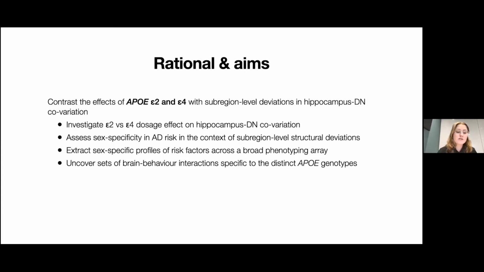Working at the population level also allows us to assess the impact of less prevalent genotypes, such as E2 homozygotes. And in doing so, we're uniquely positioned to examine possible sex associations with rare APOE gene variants that previous brain imaging investigations systematically ignore.